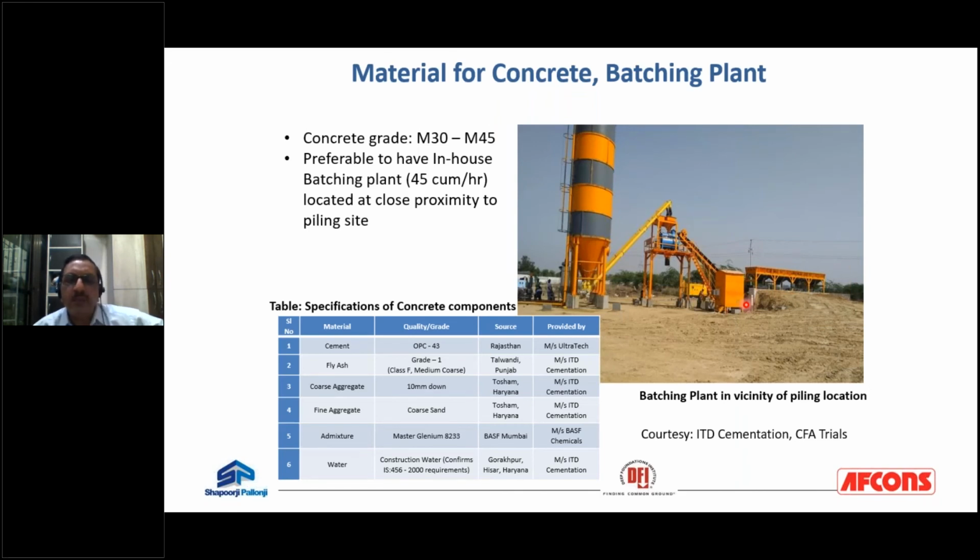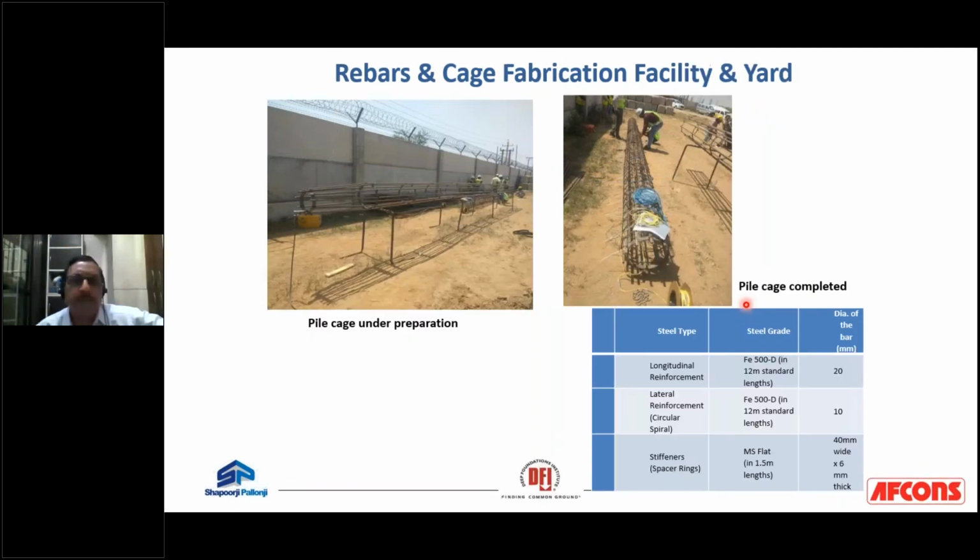We should have a batching plant readily available and installed within the vicinity of the piling operations. Minimum capacity will depend on what is the productivity rate of the piles, and the number of piles you are executing per day. Generally, a 45 to 60 to 90 cubic meter per hour batching plant will meet most of our requirements.